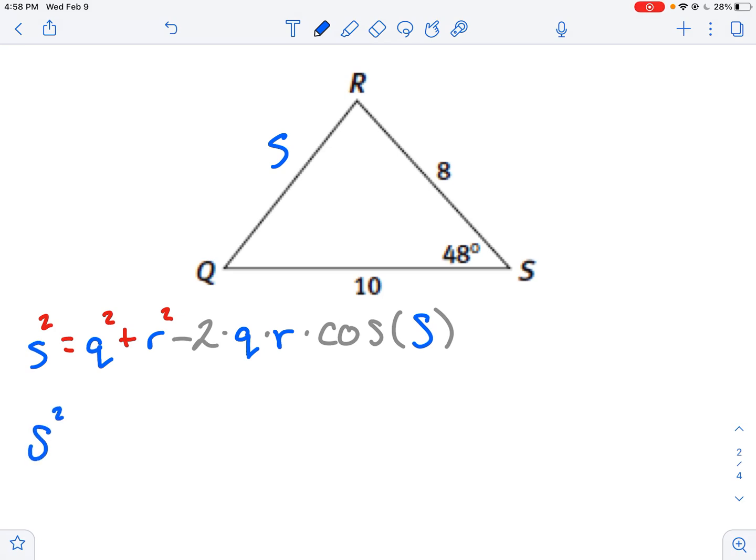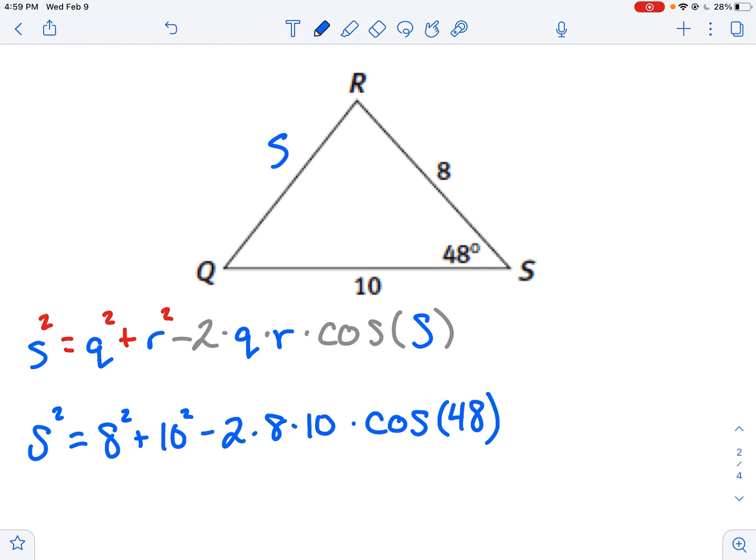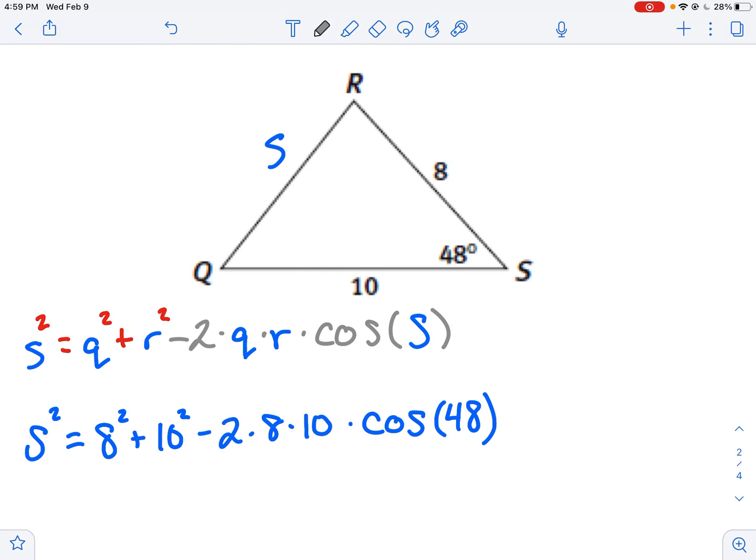So now let's fill in some numbers. I don't know what S squared is, but I know Q is 8. I know R is 10. And I know angle S is 48 degrees. I would treat these two as two separate entities. So first I should simplify the 8 squared plus 10 squared, that's 164, minus 2 times 8 times 10, which is 160, times the cosine of 48.